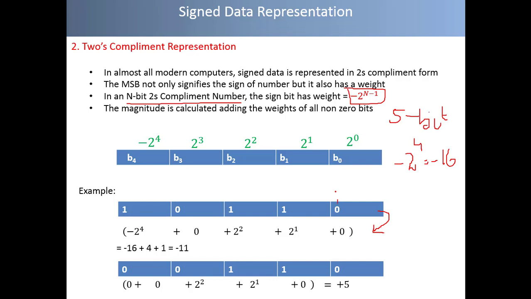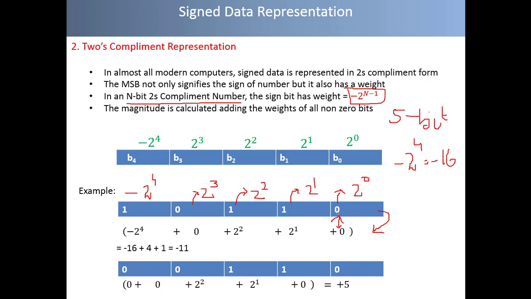The least significant bit has weight 2 raised to power 0, the next bit has weight 2 raised to power 1, next 2 raised to power 2, 2 raised to power 3, and the most significant bit has weight -2 raised to power 4. In order to convert this binary number into a decimal number, we multiply the value of each bit with its associated weight and finally add them together.